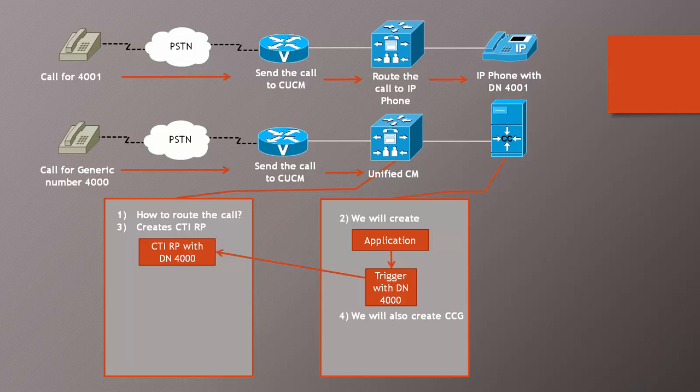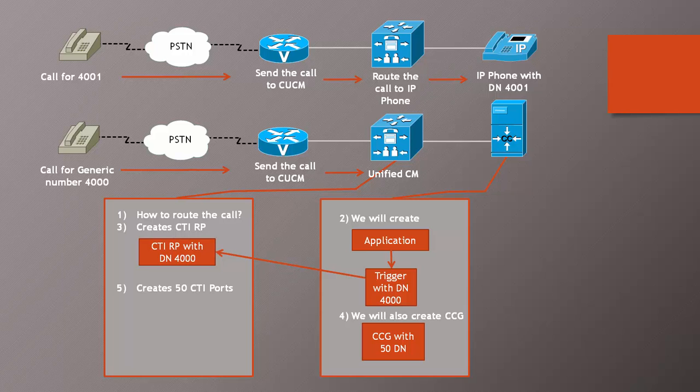And we'll also create a call control group with 50 DNs. A call control group is nothing but a group of IVR ports in Unified CCX, and it is called a group of CTI ports in Unified CM. So when we create a call control group, which is nothing but a pool of IVR ports, it will contact Unified CM and ask it to create a pool of Unified CM CTI ports.